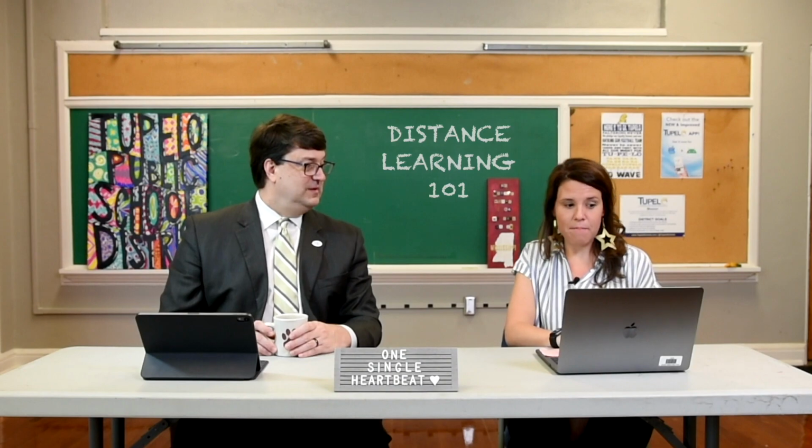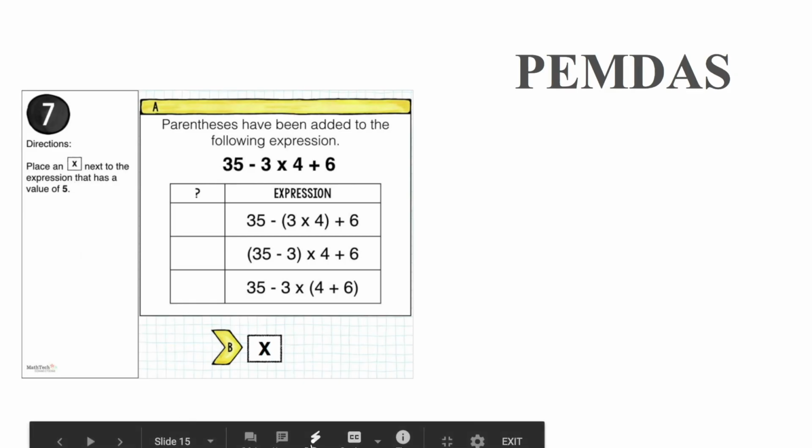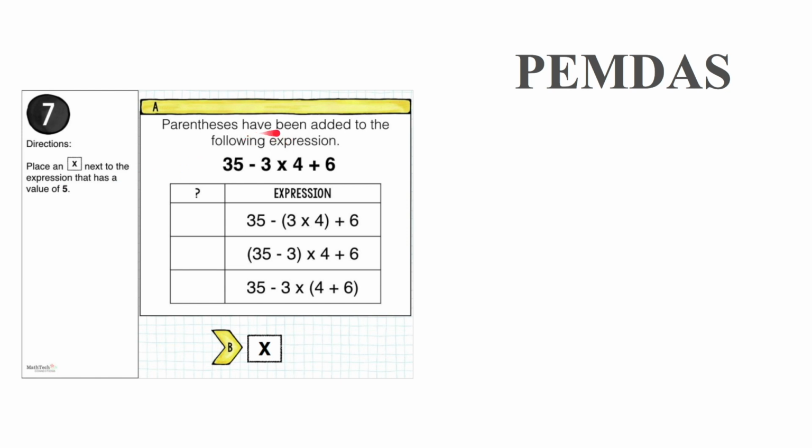So again, place an X next to the expression that has a value of 5. It says parentheses have been added to the following expression. So here's the expression, but again, parentheses matter. Grouping symbols matter. So let's go through these. We would do order of operations, parentheses first. 3 times 4 is 12. We're going to rewrite it, bring it down.